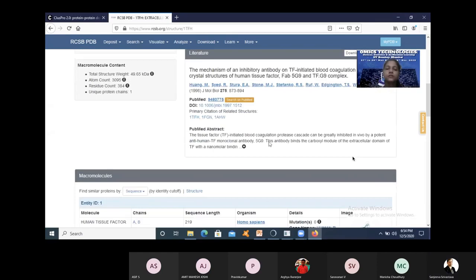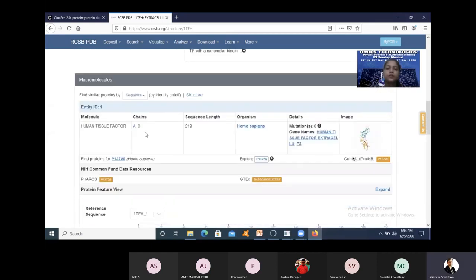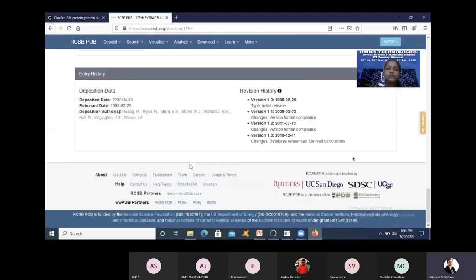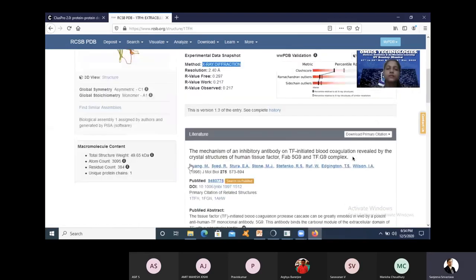So this is human tissue factor, with both A and B chains. It has a 219 amino acid sequence length and 0 mutations. So this is the information that we can get from here.